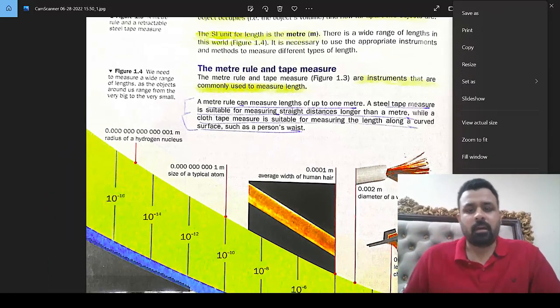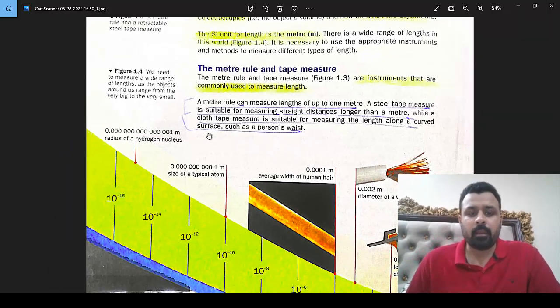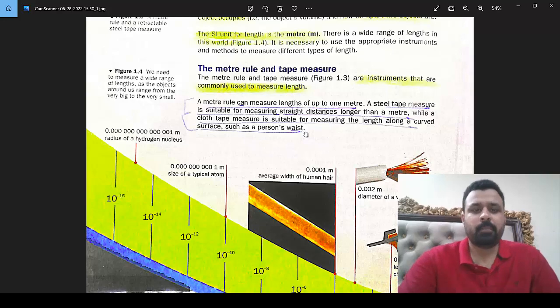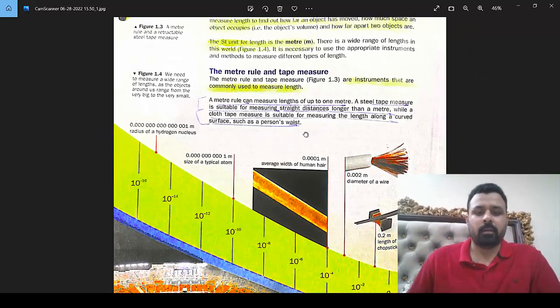And suppose we are measuring a curved surface like the waist of a person, then we prefer a tape measure.